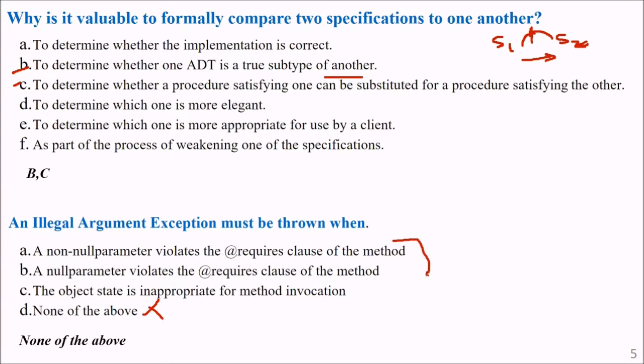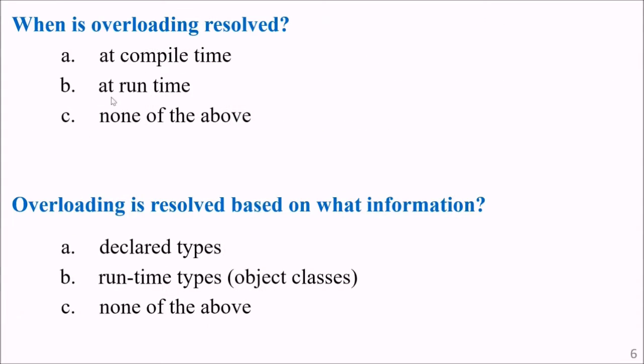So all of these, whether a non-null parameter violates the at the rate requires clause of the method, or a null parameter violates the at the rate requires clause of the method, or the object state is inappropriate for method invocation. No, none of the above.